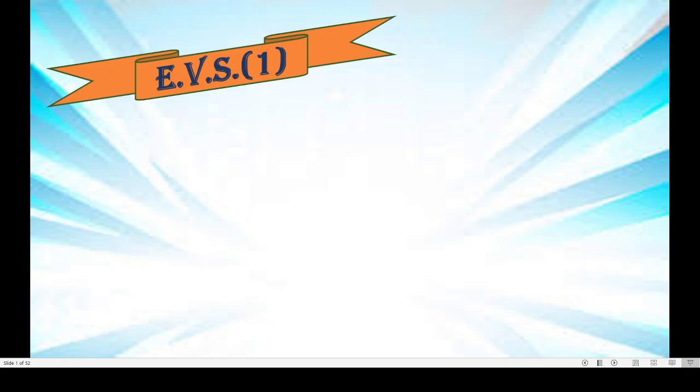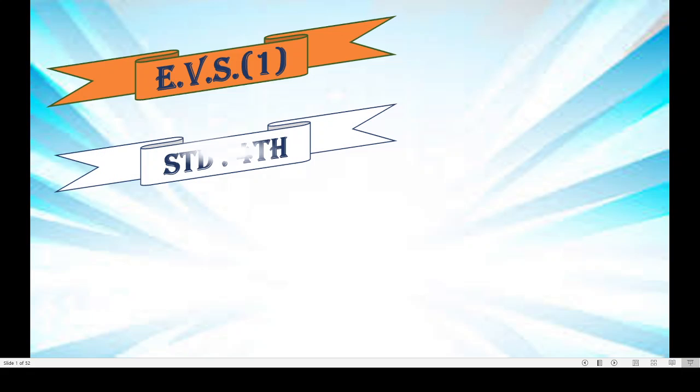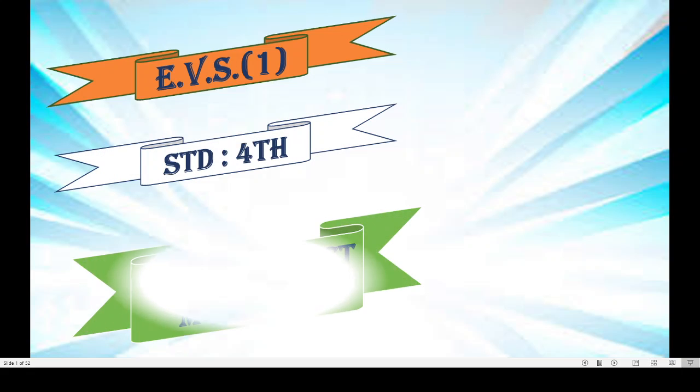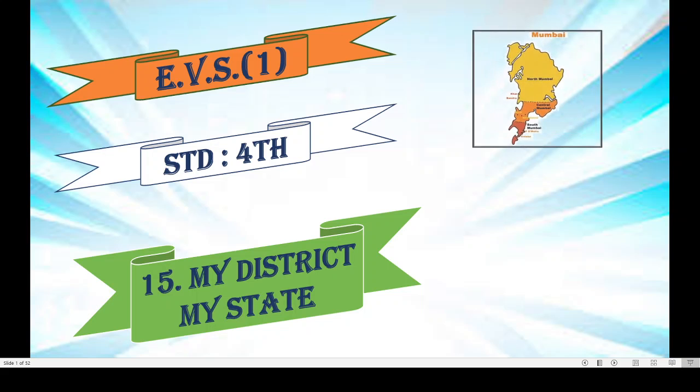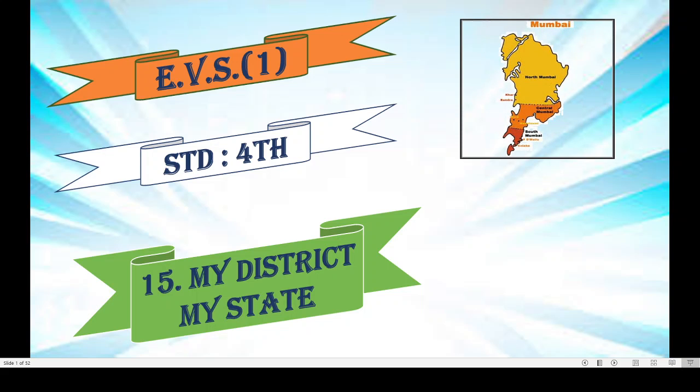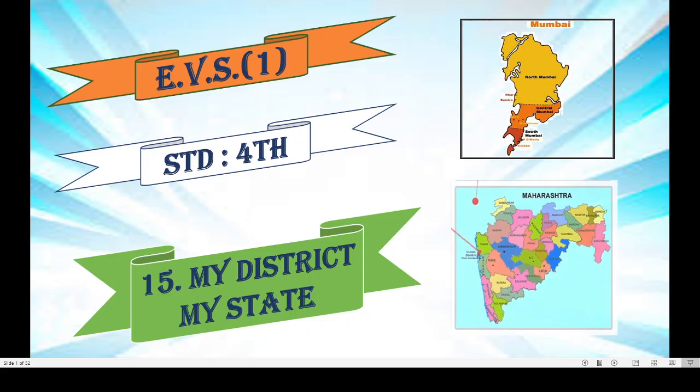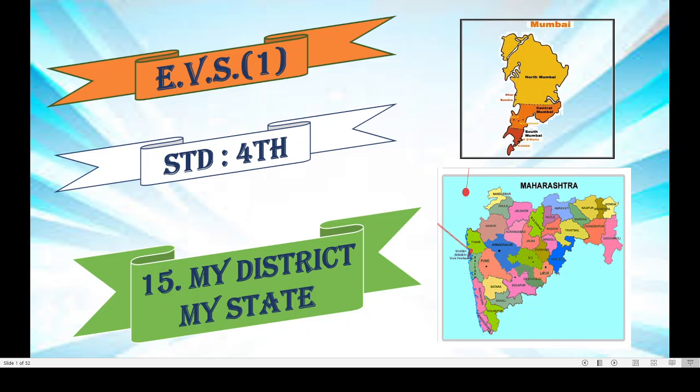Today's subject is Environmental Studies Part 1 of Standard 4th, and the name of the topic is My District, My State. Yes, dear children, you know that Mumbai is our district, isn't it? You can see the map here. This is our Mumbai. Okay, and see this. This is our state, that is Maharashtra. Now we will learn about Mumbai and Maharashtra in this lesson.